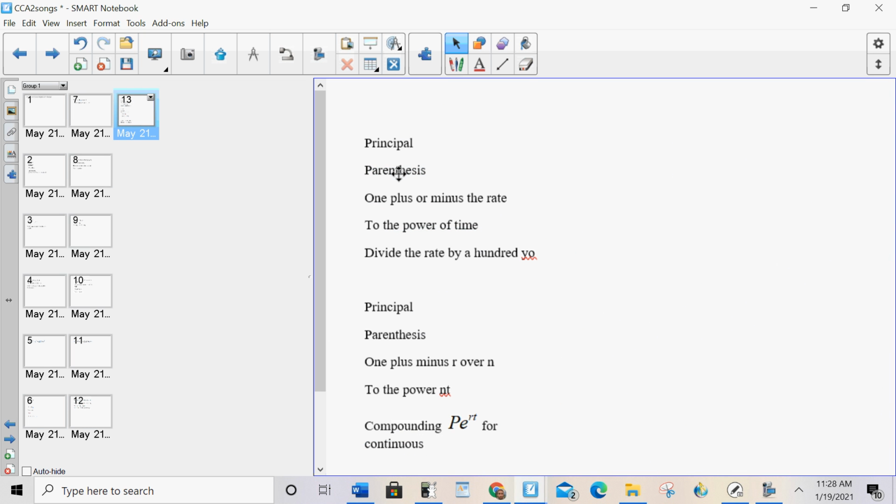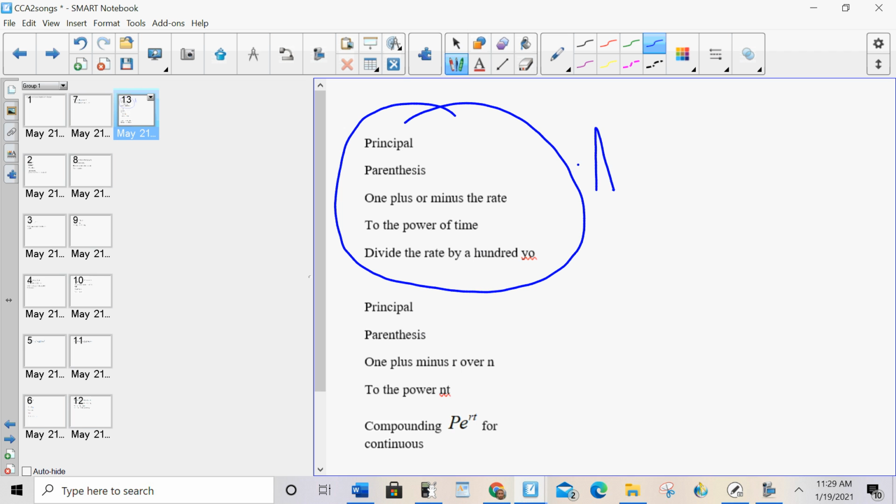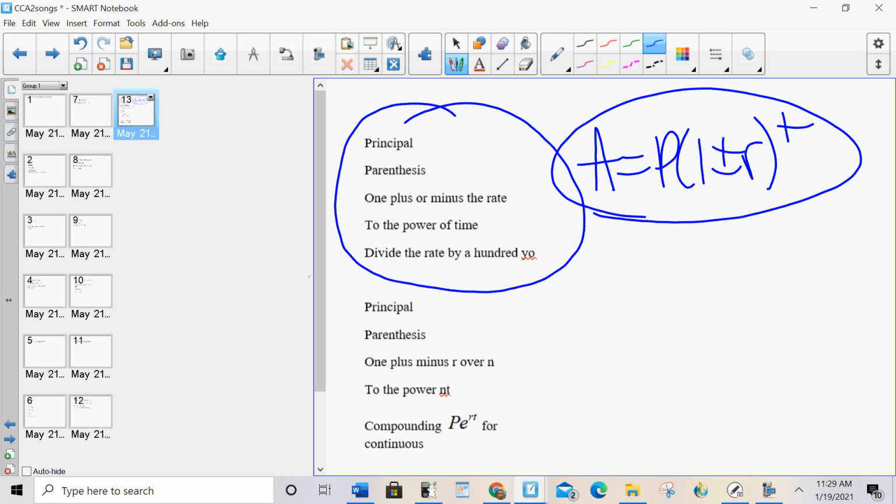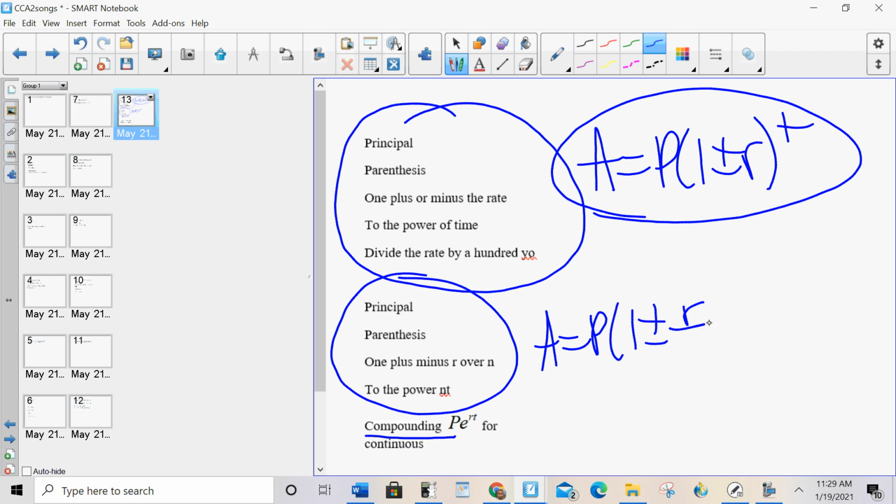So my first verse. Principal parentheses 1 plus or minus the rate to the power of time. Divide the rate by 100. This is your basic, simple interest exponential growth decay formula. If you don't see compounding, if you don't see continuously, if there's not an irregular time, then we're using this formula. If there's compounding, then we use principal parentheses 1 plus minus r over n to the power nt.